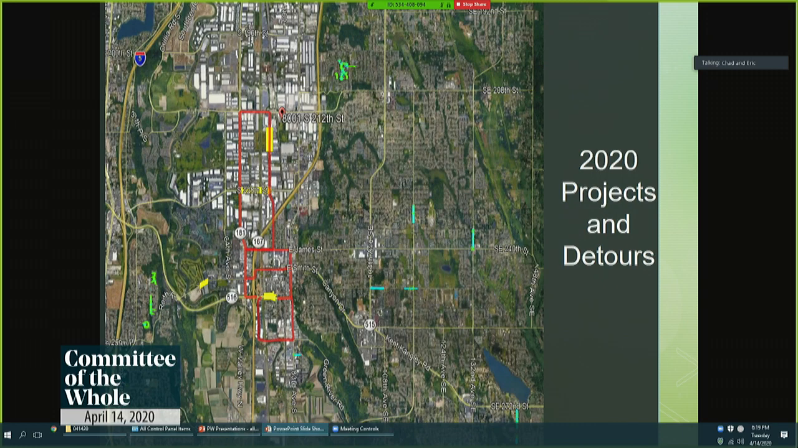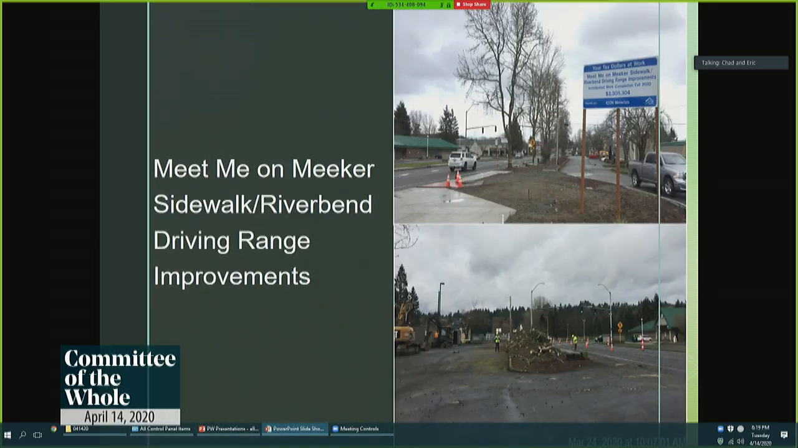The blue and green markings you see on the map are the locations of this year's 2020 overlay projects. The green ones are the overlay and ADA ramp replacement sites, and the blue ones are just the ADA curb replacement sites.